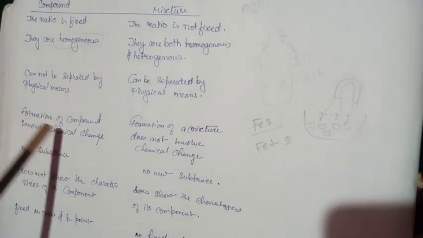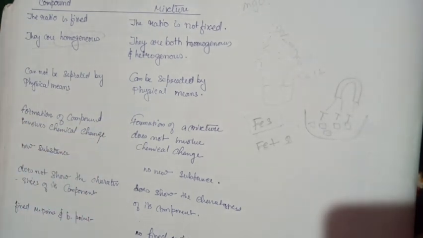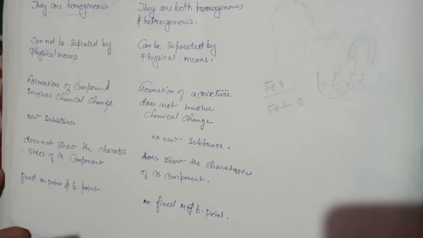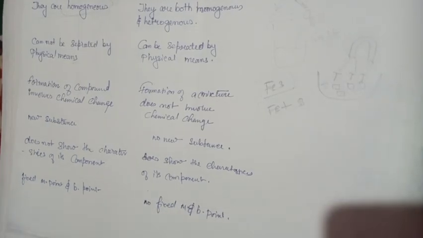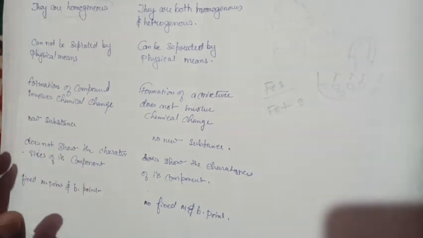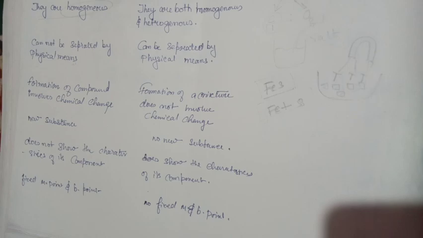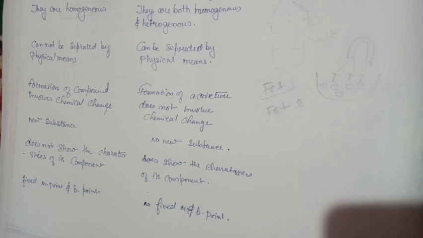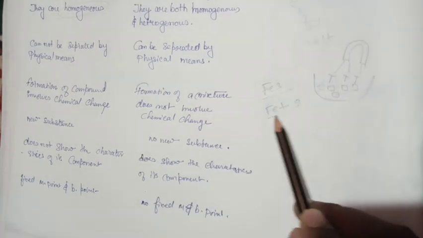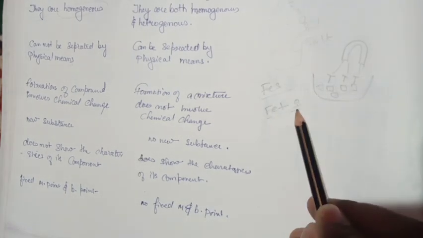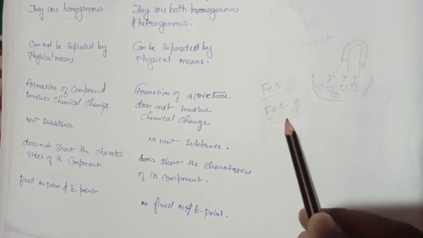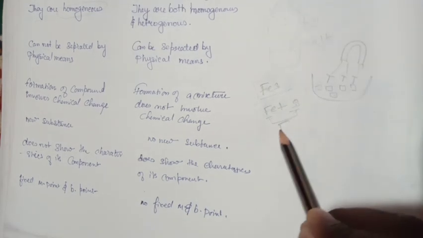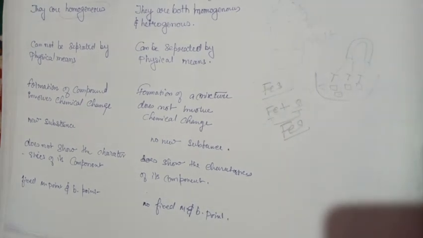Then formation of a compound involves chemical change. There will be a chemical change if there is a formation of a compound. And since we know from our fifth standard, whenever there is a chemical change, there is always a new substance formed. For example, iron and sulfur, these are the two elements. When they are made into a compound, there is a new substance formed, that is FeS, ferrous sulfide.